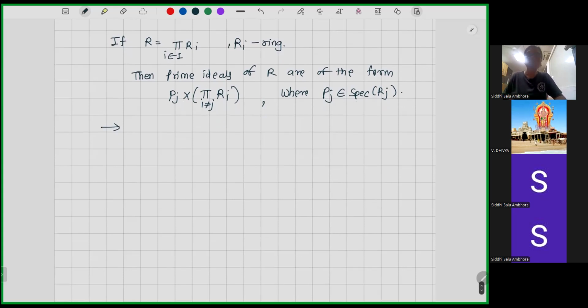So how to prove this? We have to prove this because this is not very trivial. So let Ei belong to R, such that we are taking those standard coordinates in the cross product, such that Ei has 1 at the ith place and 0 elsewhere.